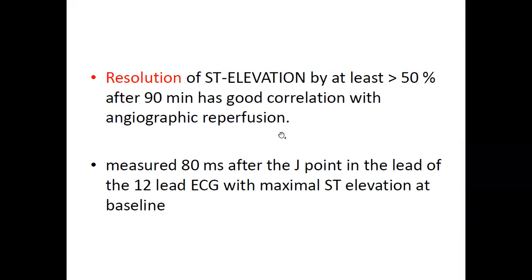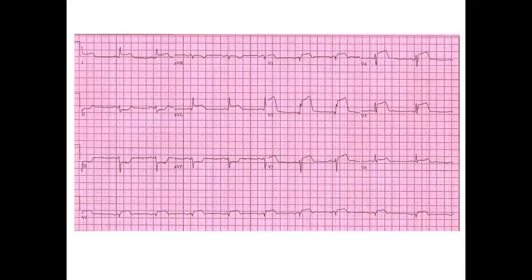All this ST elevation should be measured 80 milliseconds after the J point. In any lead, you have to measure after 80 milliseconds. Suppose this is a J point here, and this is a J point here. From here, 80 milliseconds means two small squares, since each small square is 40 milliseconds. So after two small squares, you calculate the elevation. If the elevation is more than two small squares, then it is called MI.